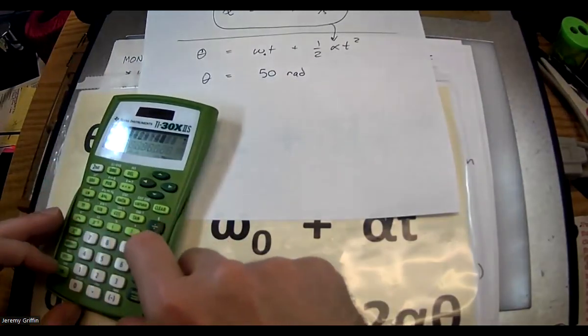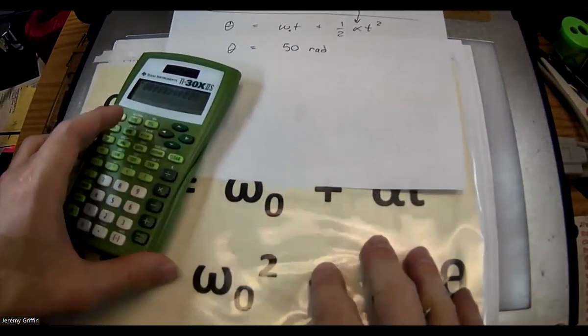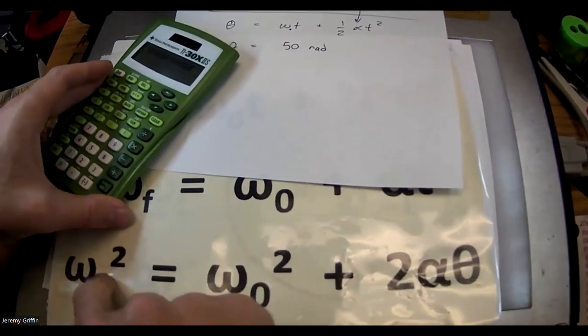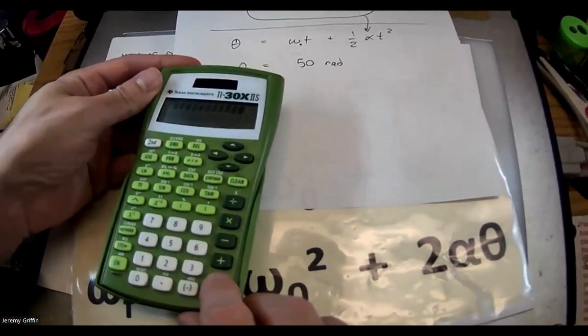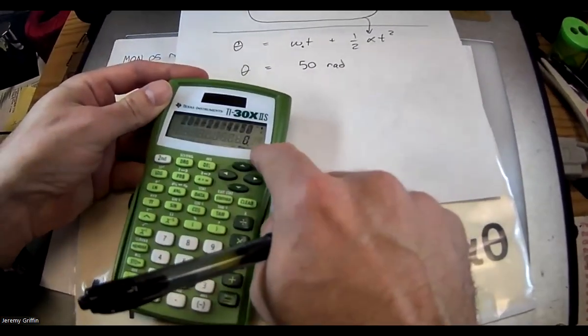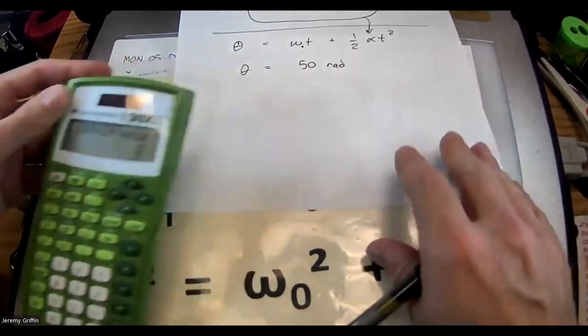So I'll type in 50. Now, if this really truly works, this should be 0. Even if you take square root of 0, it's still 0. Let's see if this is actually 0. It is 0. So third formula checks out.